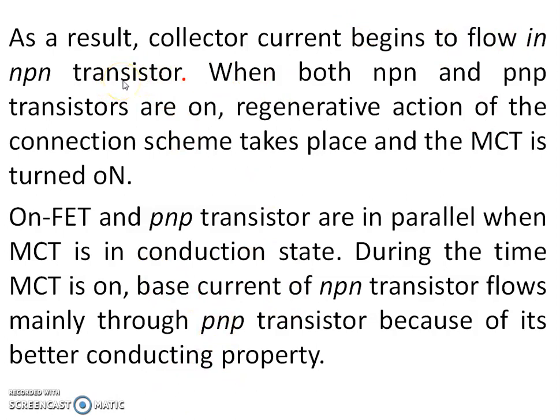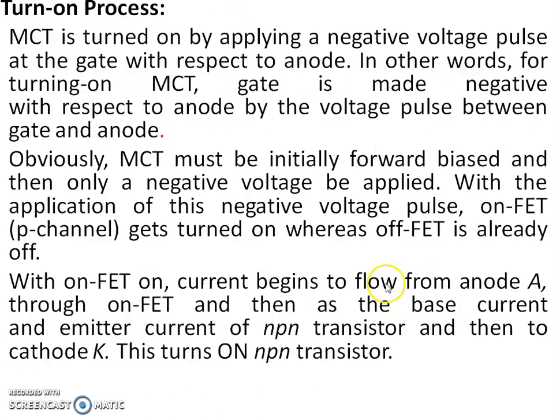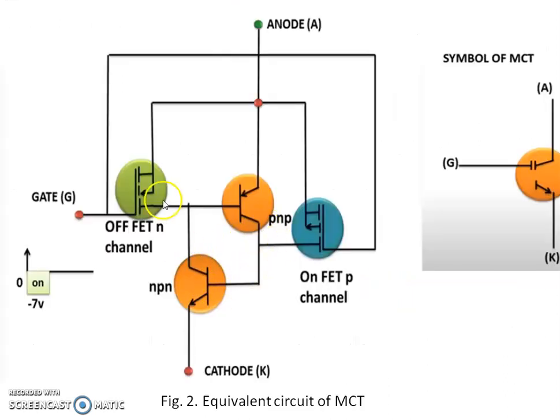So as the OFF-FET is already off, the collector current of the NPN transistor acts as the base current of the PNP transistor. Look at this: here the OFF-FET is turned off. So the collector current of the NPN transistor acts as the base current of the PNP transistor. Subsequently, the PNP transistor is also turned on, and therefore the base current of the PNP transistor begins to flow.